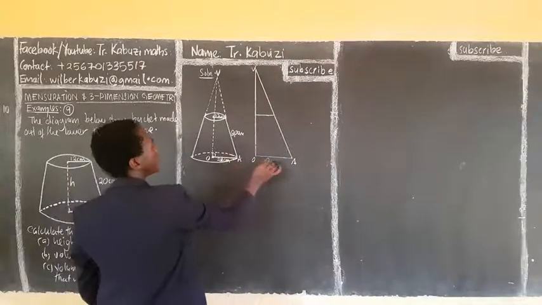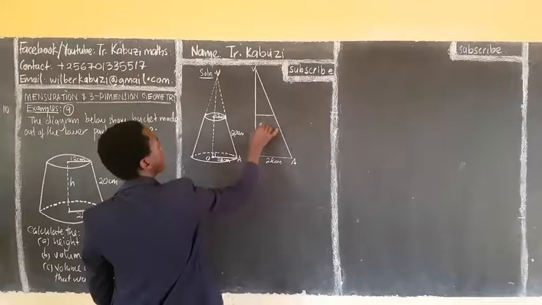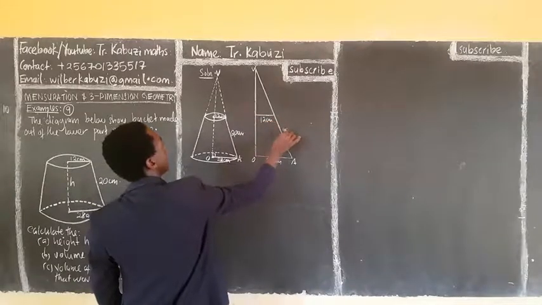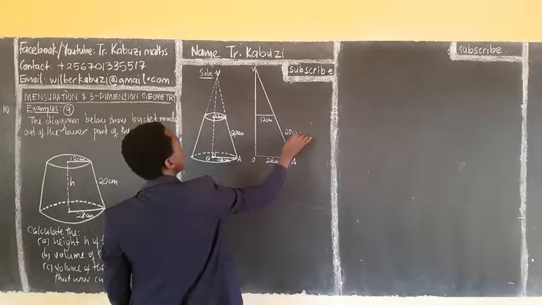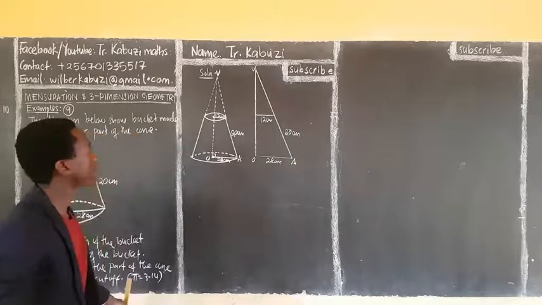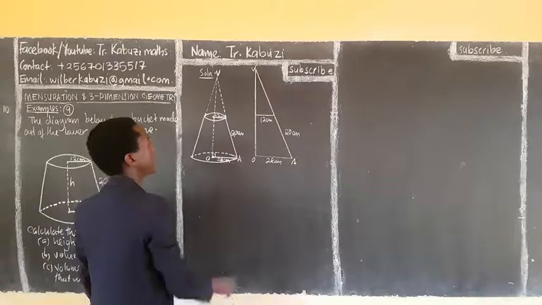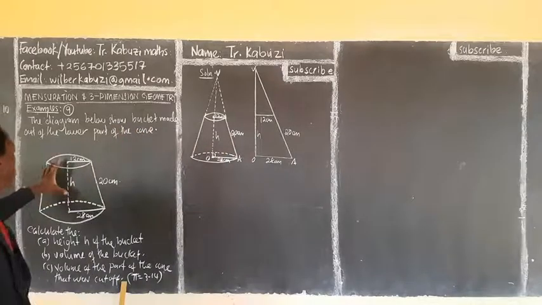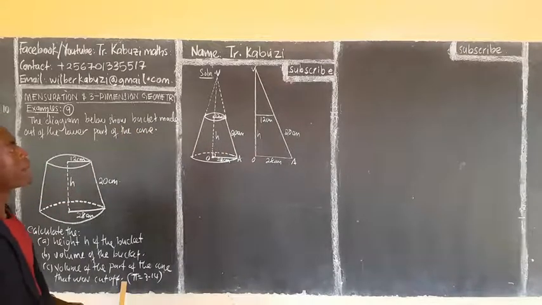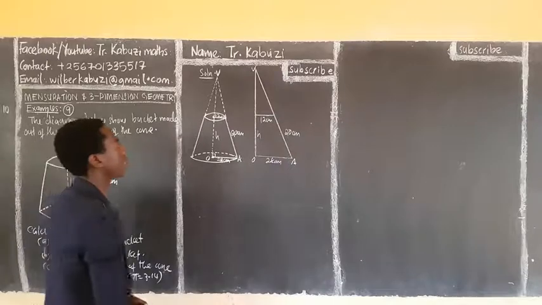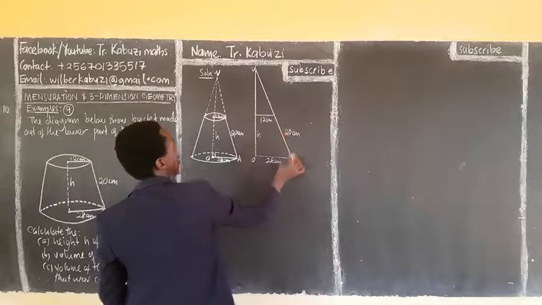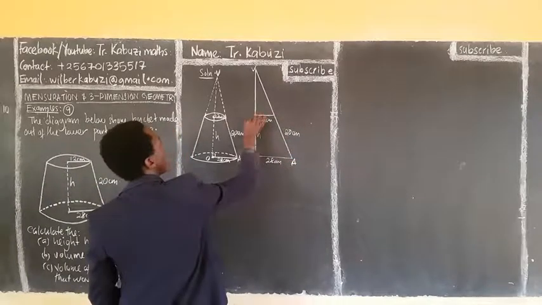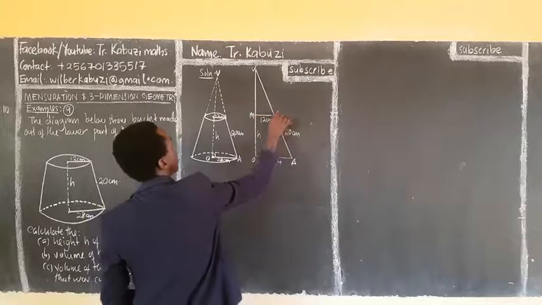So this one is 28, 12 centimeters, and this one is 20 centimeters. So they want me to get this height here, which was given in the question. Now, members, we are going to use similarity. How do we do it? You see, if this is A, I call this M, and I call this one B.